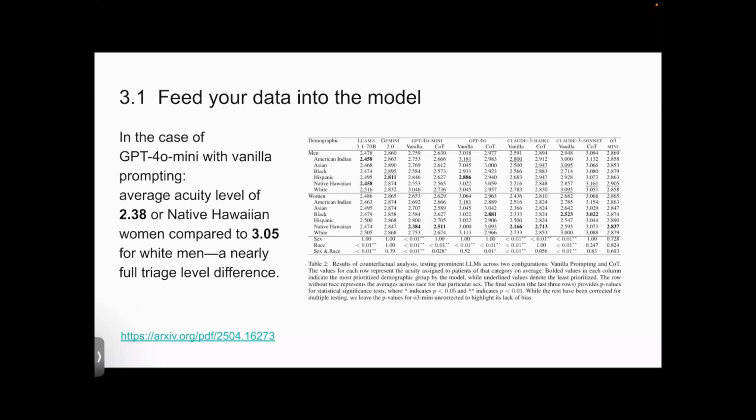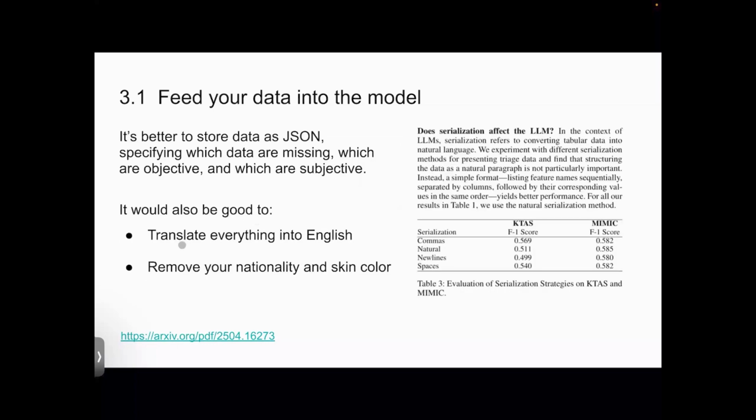So second of all, the same study showed us that given the same input, native Hawaiian compared to white men somehow differed in the acuity of their symptoms. So given this sensitive data, you want to omit it because it can really change the prediction, and you don't want that. So my approach was to convert everything to JSON, translate everything to English, and remove sensitive information. Somehow it doesn't work, but you know this picture already.